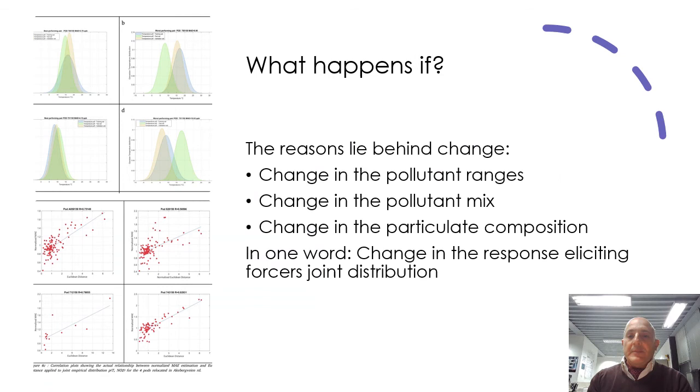So the reasons behind change: change in the pollutant range, for example, change in the pollutant mix, for example, the composition of the atmospheric particulate, change in the ratio between different targets. So if we teach a calibrator to correctly answer to a range of analyte concentration, then we cannot expect, especially when a nonlinear sensor behavior is underlying, to answer correctly when the range is significantly different.